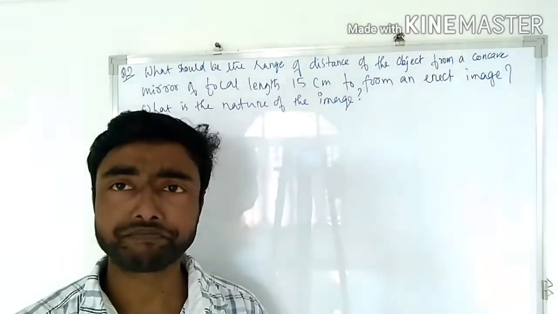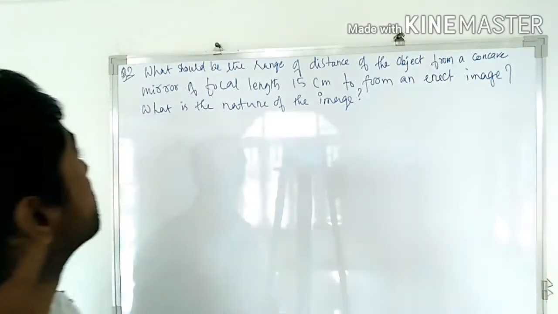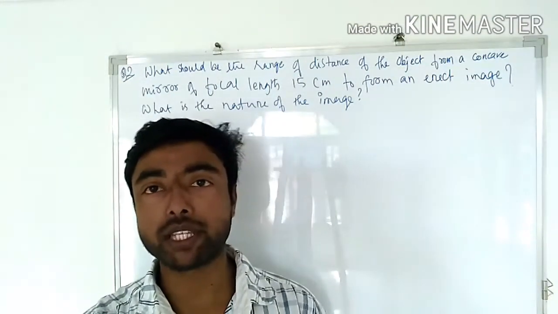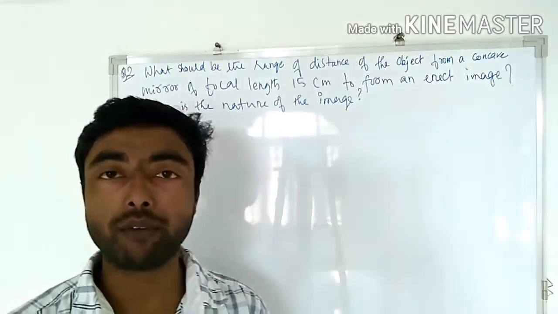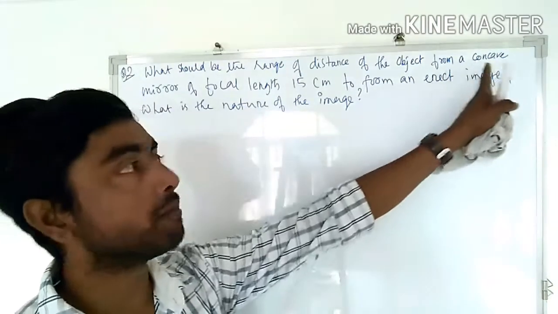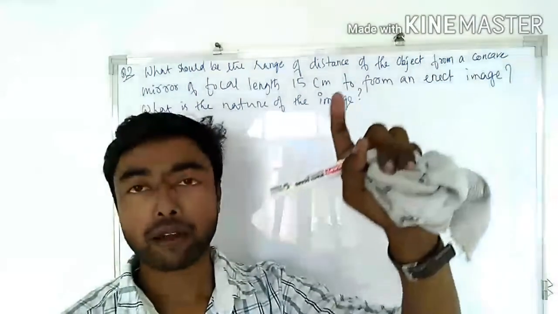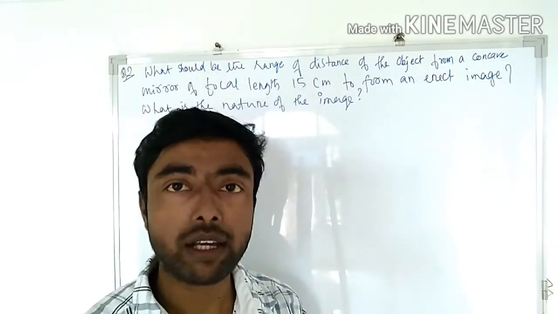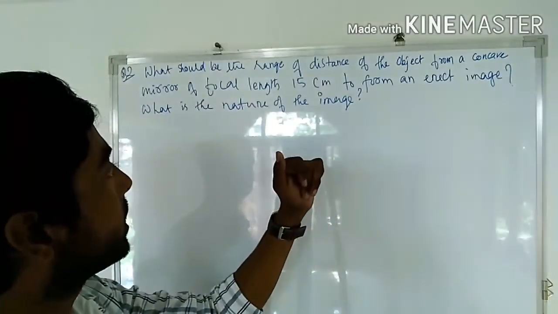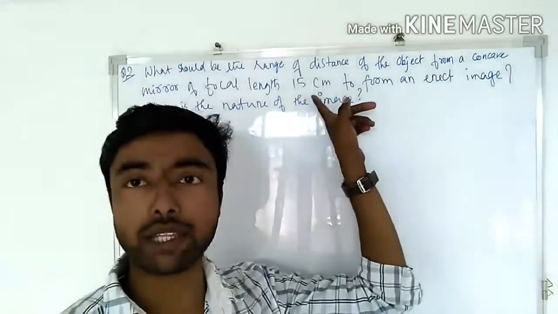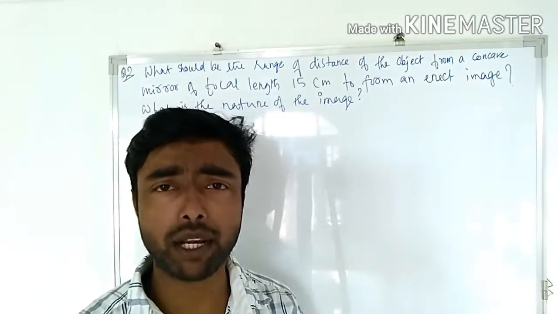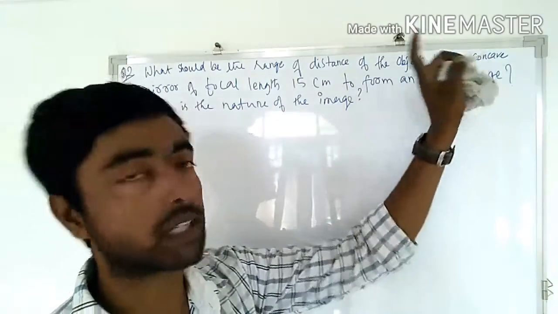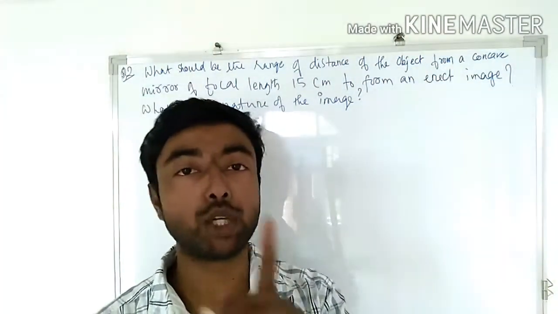This is the second question. What should be the range of distance of the object from a concave mirror of focal length 15 cm to form an erect image? You have to form an erect image by a concave mirror. The focal length is given as 15 centimeter, and you have to say what will be the range of the object distance, that is, where you have to place the object to form an erect image.